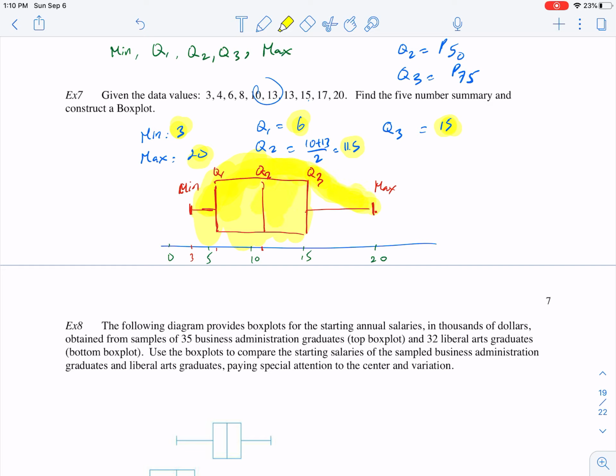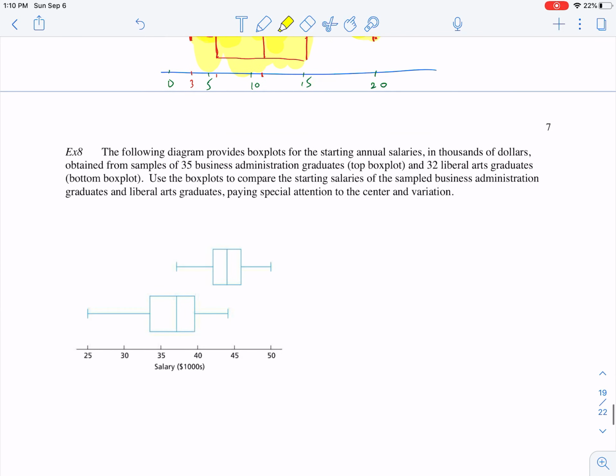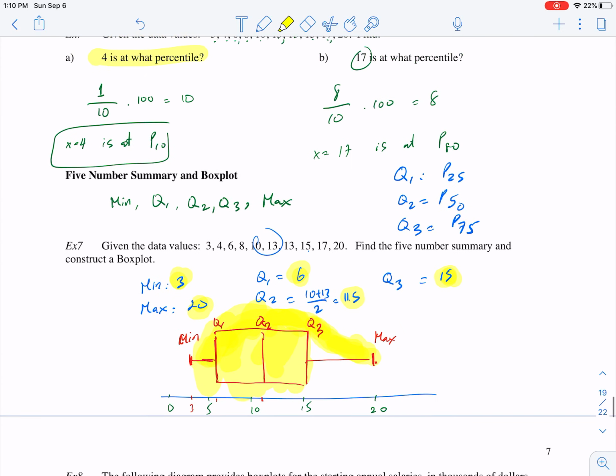So that's one of the main applications of a box plot: being able to recognize the distribution of the data set. It's very useful when we compare across different groups of data. So here's what example 8 is referring to. I can certainly do this on Zoom here, but I'm going to pause the video on this note.